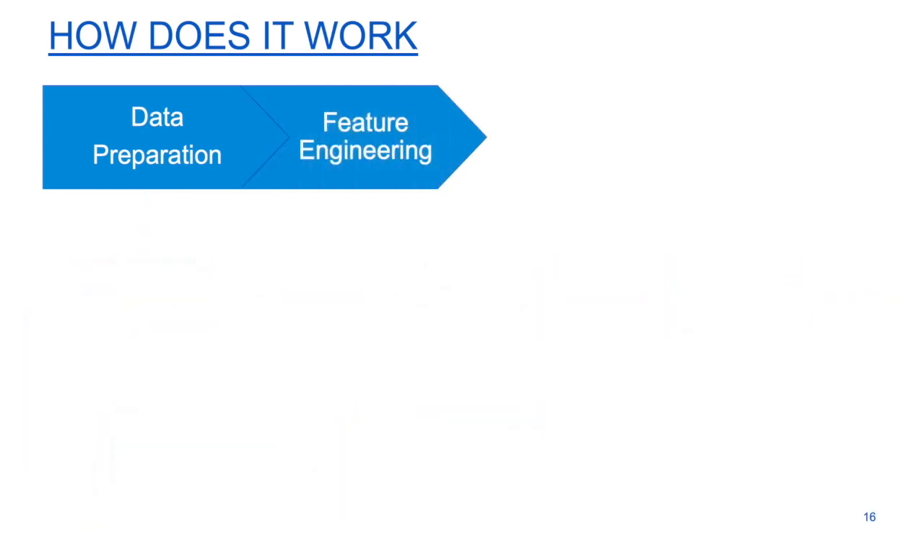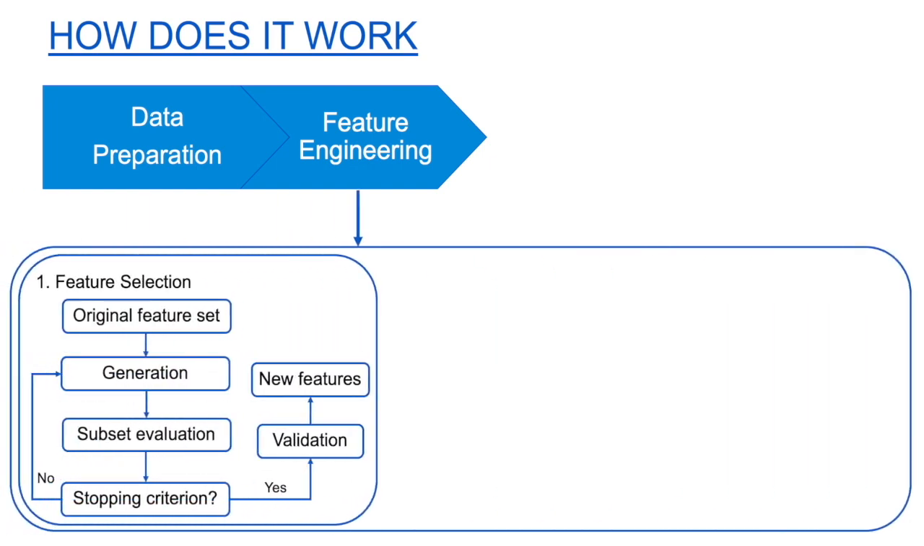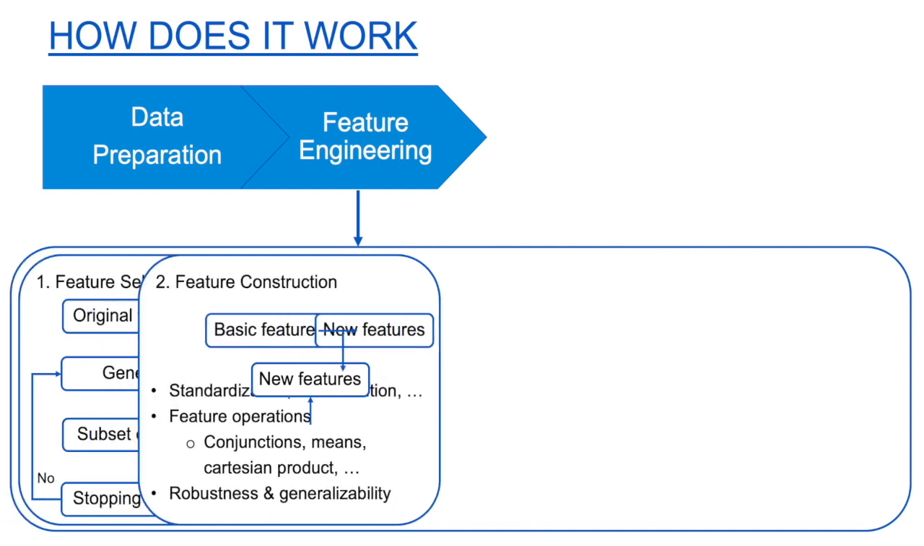The next step is feature engineering. AutoML uses a dynamic combination of three techniques. The first is feature selection. This approach generates a subset of the original features based on a search strategy. Afterwards, the features get evaluated. If the evaluated features match or exceed the stopping criterion, they get validated. If the evaluated features do not match the stopping criterion, another subset is taken. These subsets form the new features.